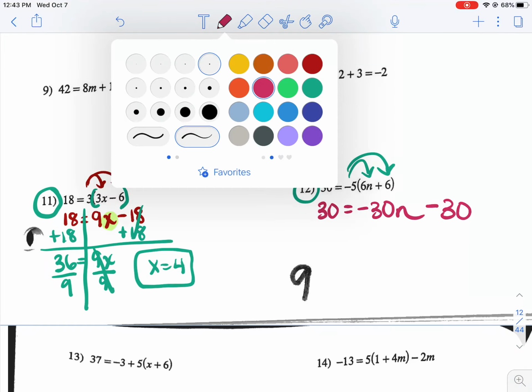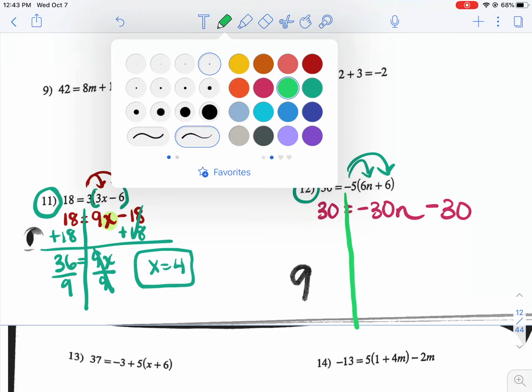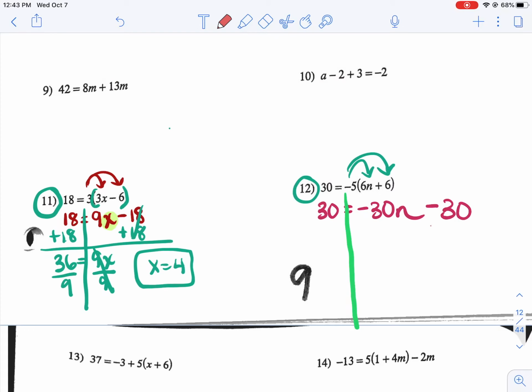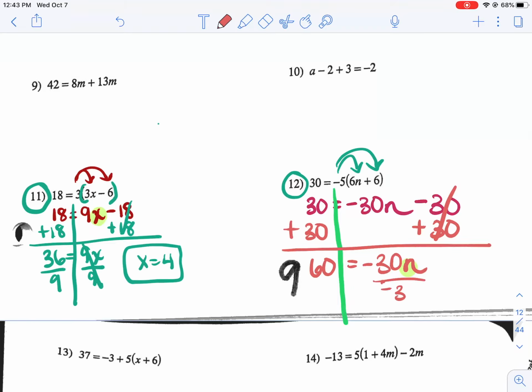Okay, now I'm going to draw my little line so that what we do to one side, we can do to the other. To get n by itself, I need to cancel that negative 30, or subtraction of 30. Those are going to cancel. 60 equals negative 30n. And then again, to get n by itself, we need to divide both sides by negative 30. So n equals negative 2. And that's our final answer.